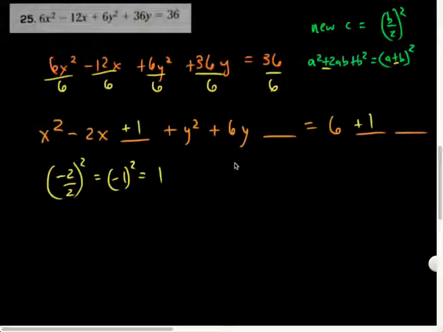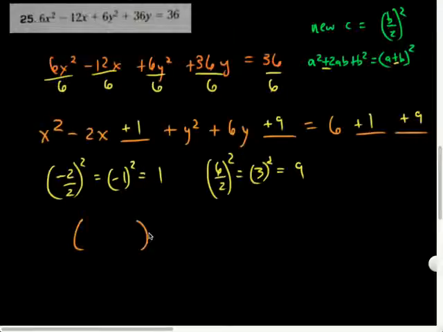For the y's, let's find its new c term. 6 divided by 2 all squared equals 3 squared equals 9. And so now I'm going to add a 9 here and add a 9 there. Okay? So we can now factor x squared minus 2x plus 1 using the pattern. The a was equal to x. The b is equal to, I guess, 1 or negative 1, depending on how you want to think about it. So it factors to be what all squared? It'll be a minus b, or x minus 1 all squared.